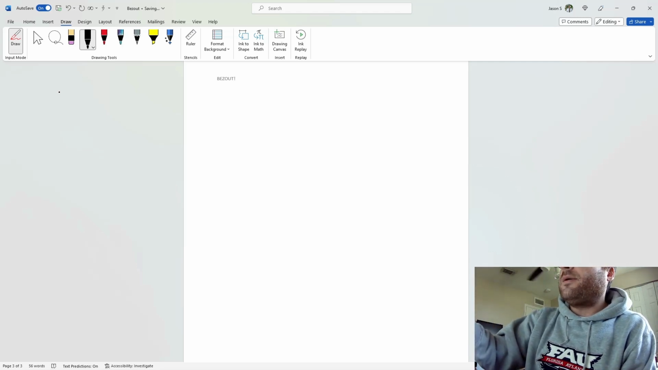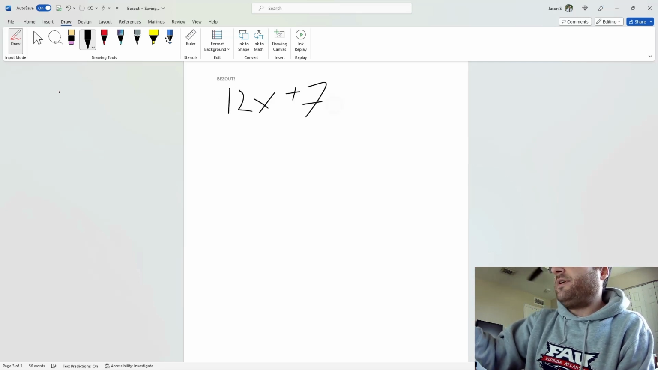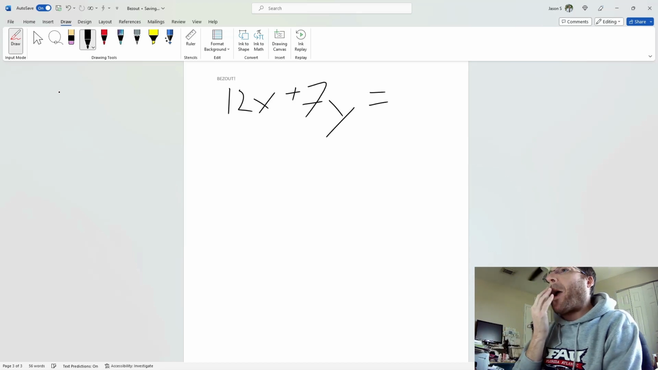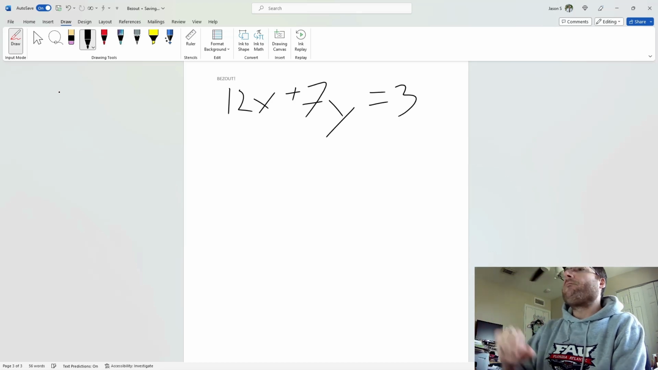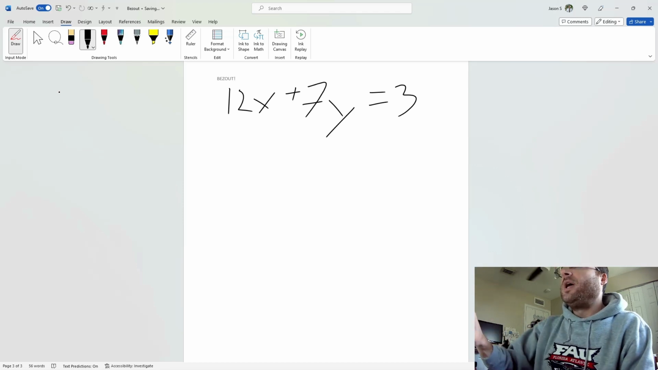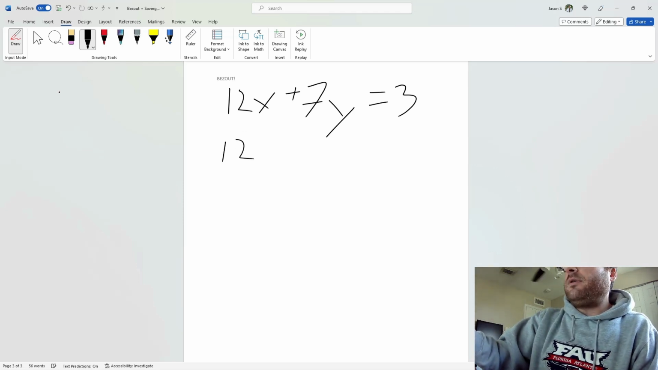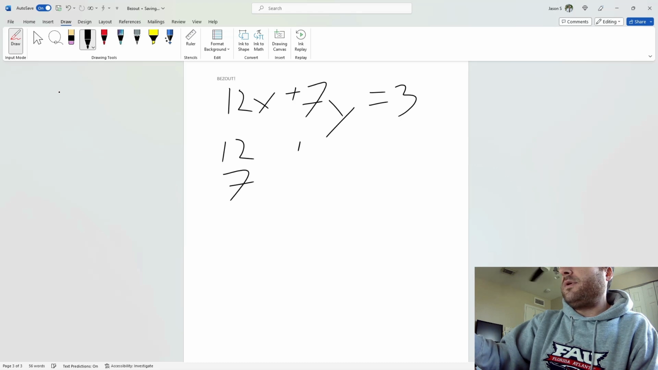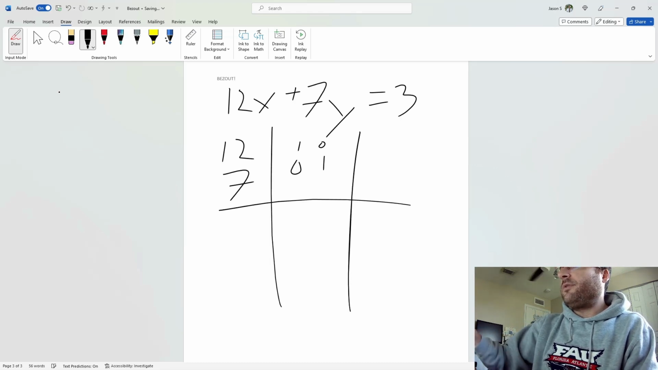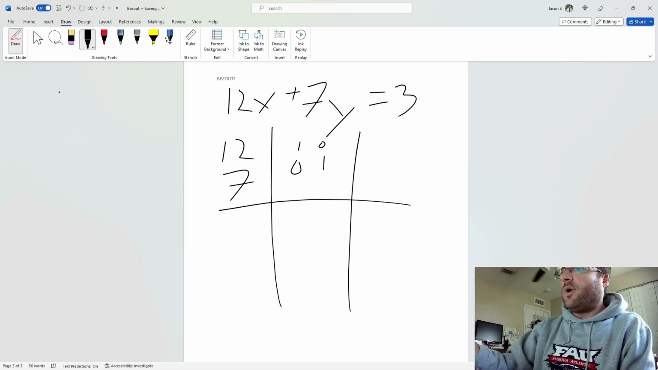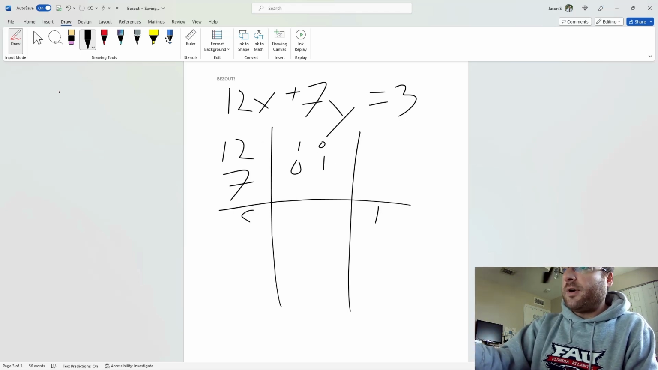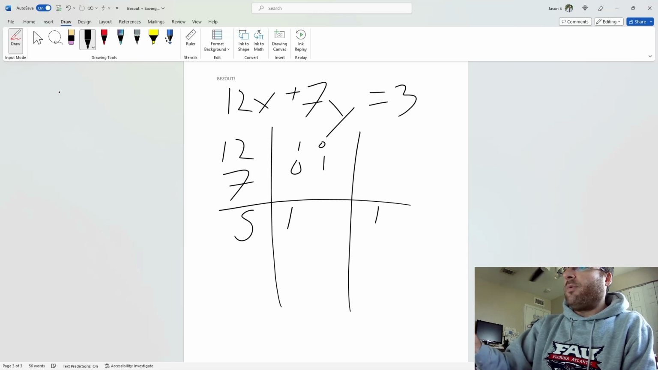Let's say, I don't know, 12x plus 7y equals 3. Okay, just real simple. Set up our table: 12, 7, 1, 0, 0, 1. And then the quotients are always on the right side. 7 goes into 12 once, right, with 5 left over. This will be 1, right? 1 times 0, 0, and this will be negative 1.